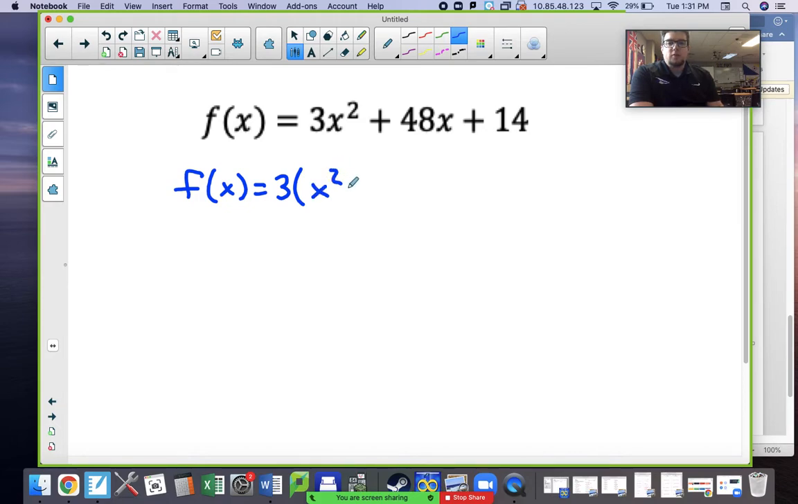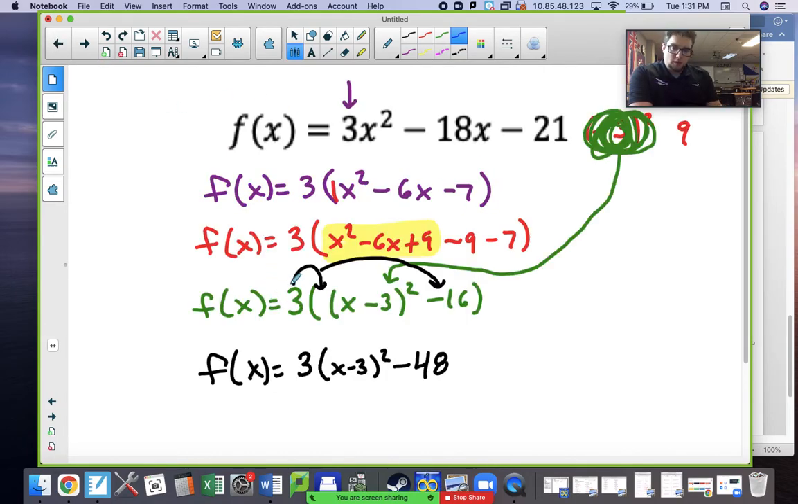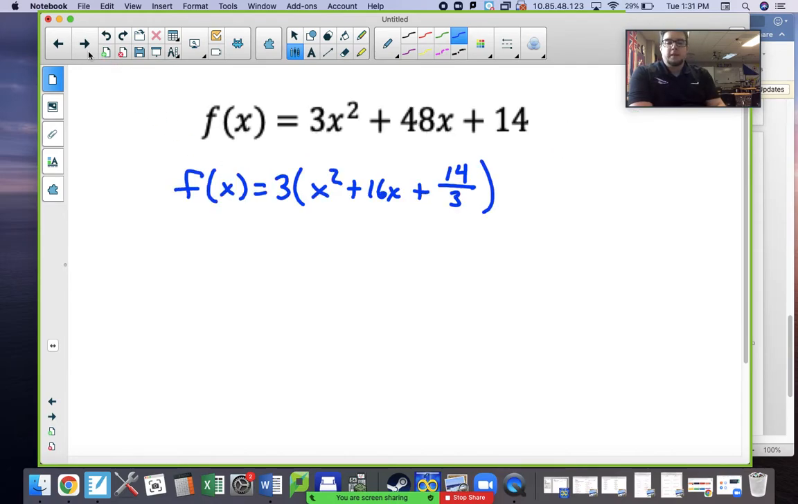Luckily, we take out a 3 at the beginning. That's 14 divided by 3. And if we go back to this problem, eventually we're going to bring that 3 back in, so we won't have to deal with this fraction for very long.